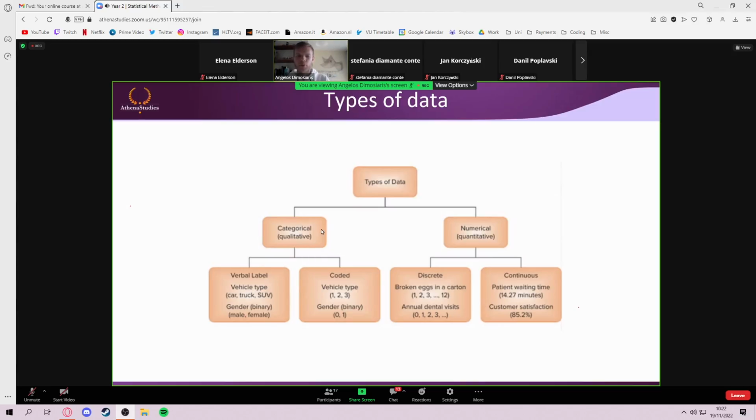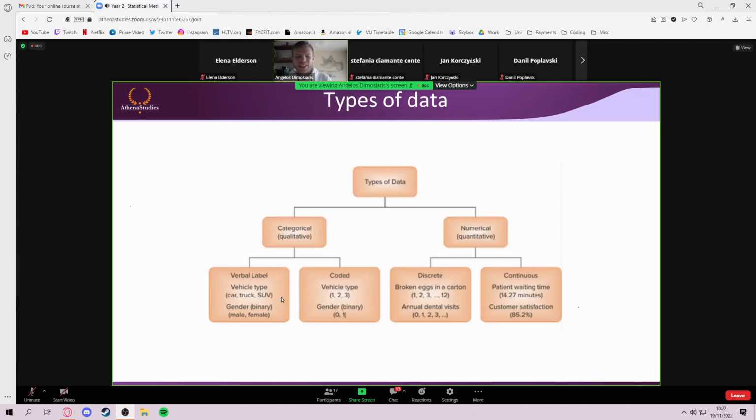Since we talk about categorical data, we talk about categories. So for example, we can divide our sample based on which type of vehicle they use. We can say that participants 1, 2, 3 use a car, 5, 6, 7 use a truck, and all the others, I don't know, use an SUV. And then you can also code that with numbers. So you can define car as 1, truck as 2, SUV as 3, and stuff like that.